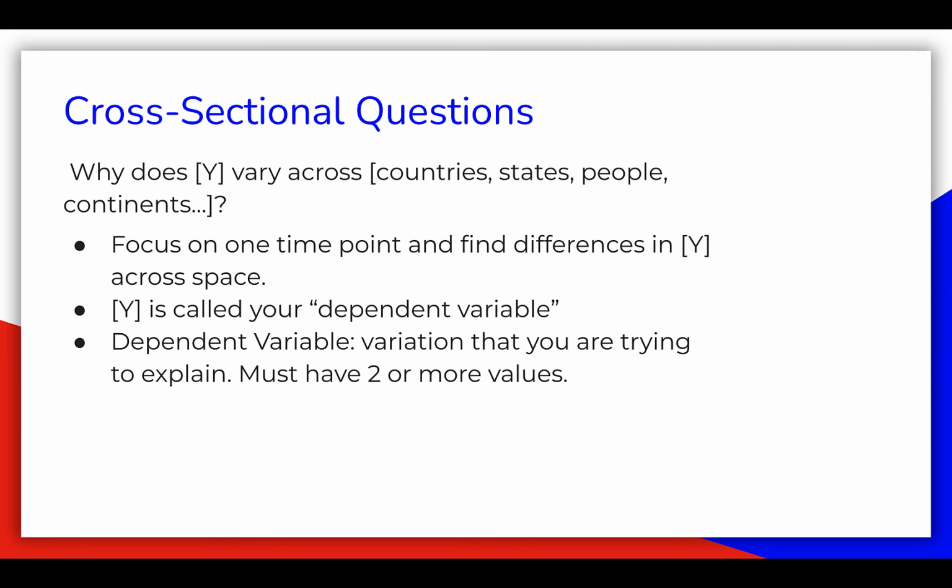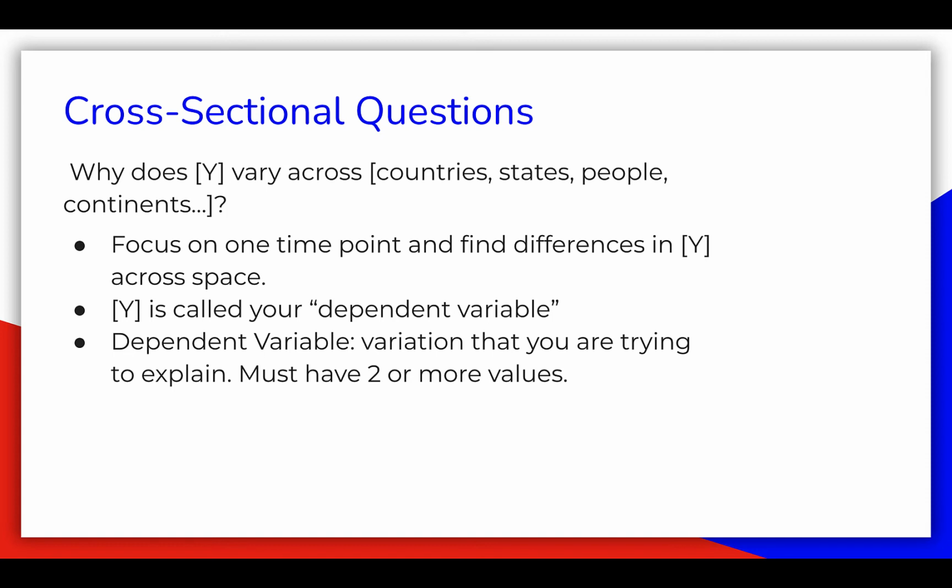The second thing that I would want you to dig into for your next assignment is whether you're going to be using a cross-sectional or a time series question. Cross-sectional questions explain variation across space. So that can mean variation across countries, across states, across people, across continents. But you are looking at one point in time, okay? So only 2016, we're looking at the turnout in each of those states, in all 50 states, but just in 2016.